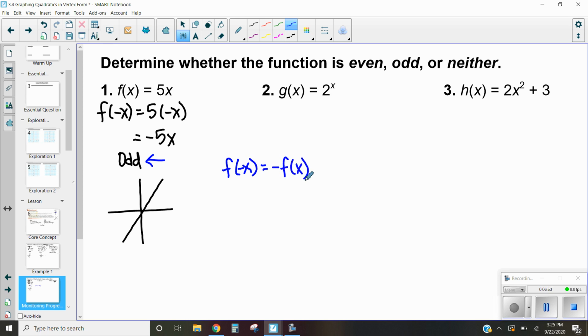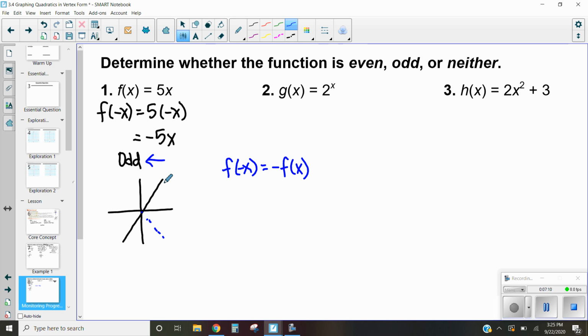And we can also tell that when we graph it, it looks like it is symmetric across the origin, right? It reflects across the y-axis, or across the x-axis, the y-axis, yep. And this is what it would look like. And then if we reflected across our x-axis, it would look just like it does. So we know that this function is odd.